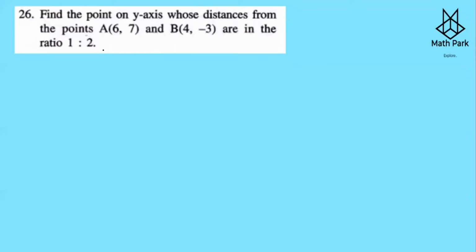Find the point on the y-axis whose distances from the points A (6, 7) and B (4, minus 3) are in the ratio 1:2. Now the point is on the y-axis, so let the coordinates of that point be, since it is on the y-axis, the x coordinate is 0. So it will be (0, y).